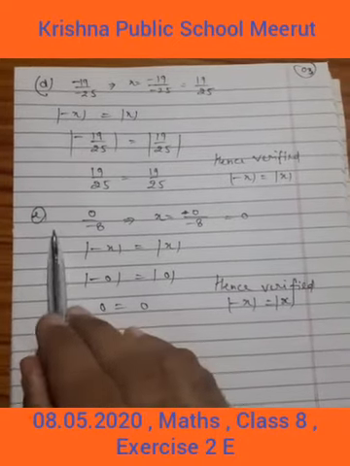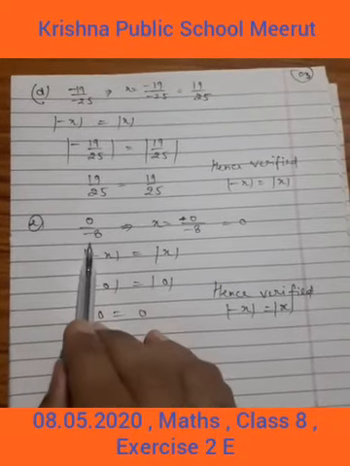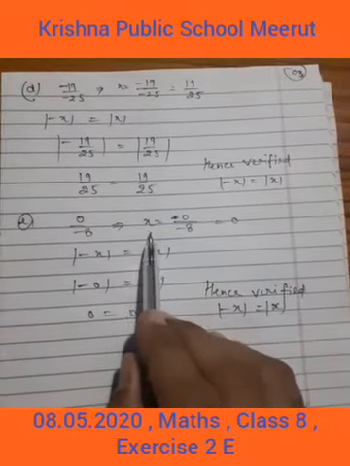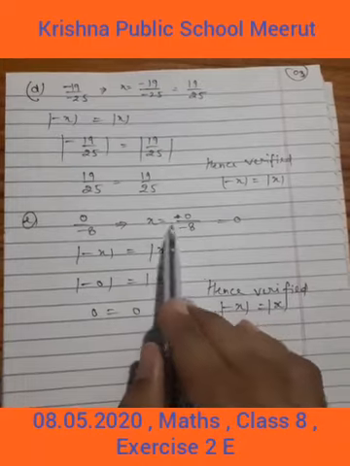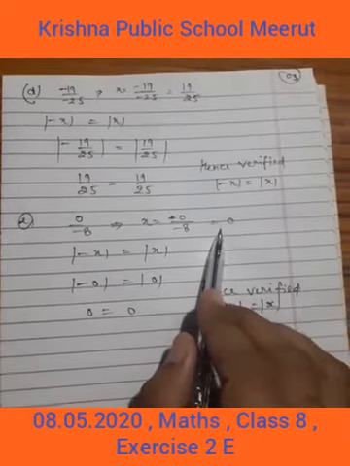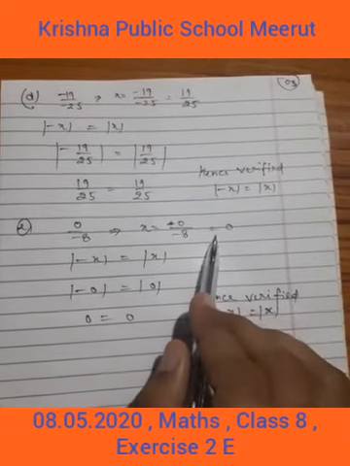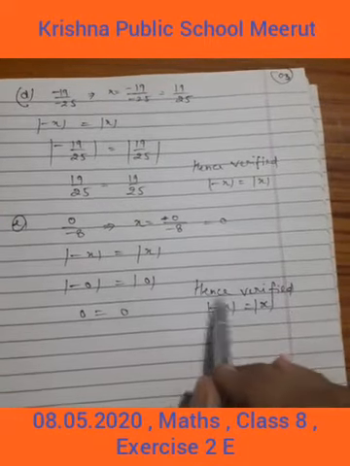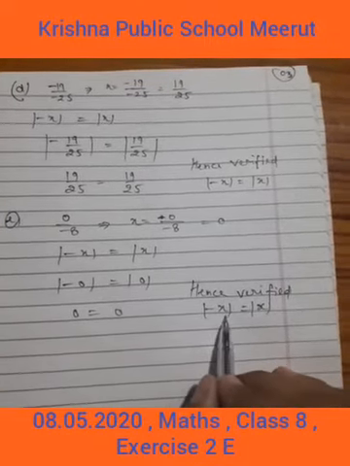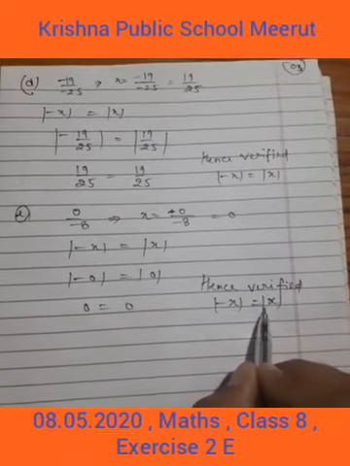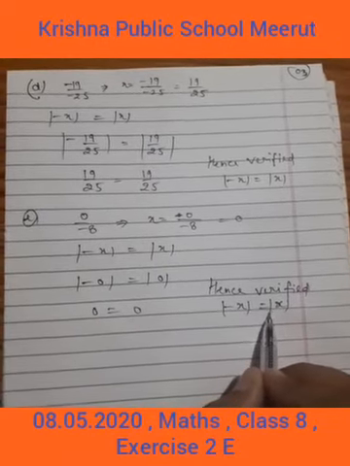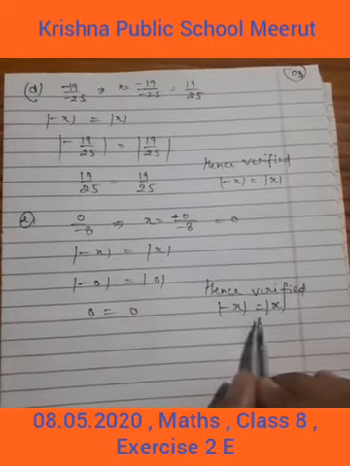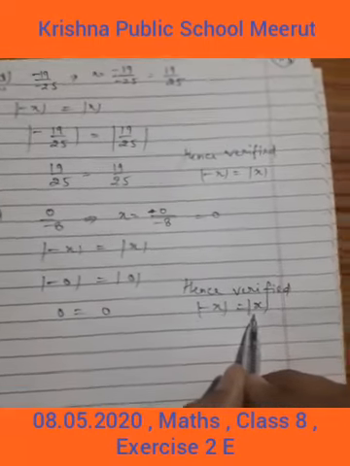And there is the E part, last part, 0 upon minus 8, that is x is equal to 0 upon minus 8, and the answer is 0. So always 0 is the absolute value of 0. So we will find the value of 0, hence verified minus x in vertical lines is equal to x in vertical lines, or we can say absolute value of minus x is equal to absolute value of x.